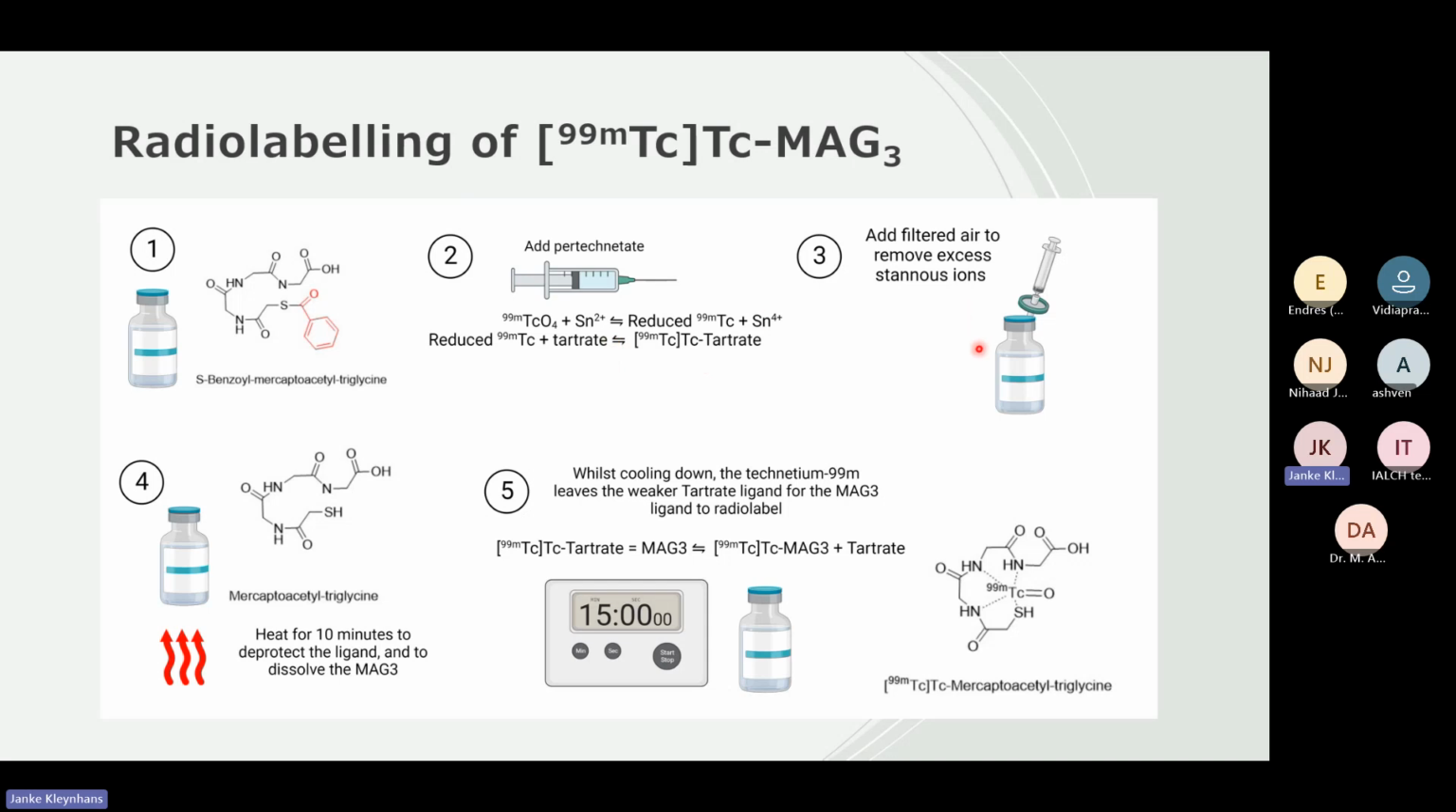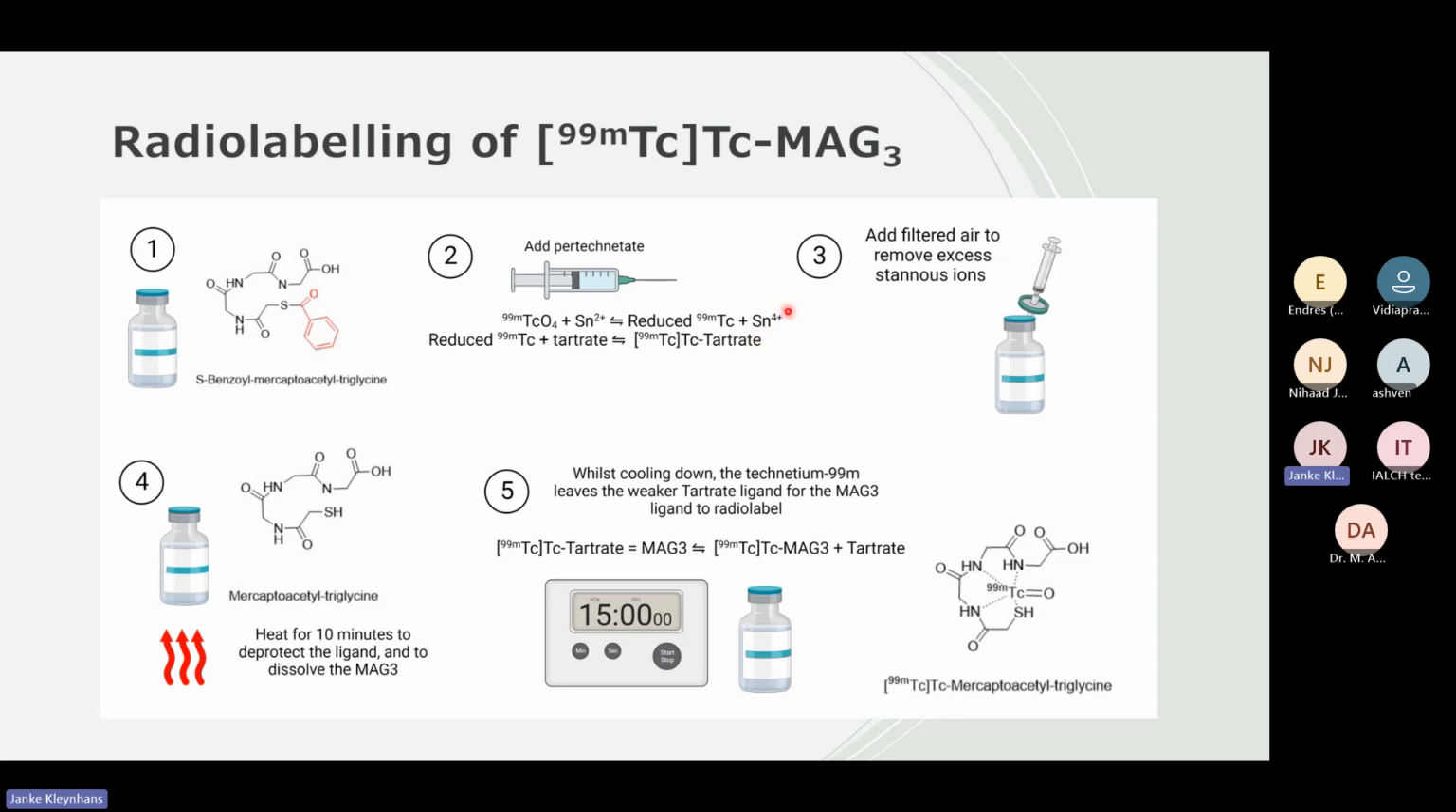Then you have to add air. This is one of those where you actually add air to remove all the oxidative agents, the stannous ions, out of the mixture. You have to have an environment that is not reactive anymore. It will not reduce anything anymore. So first, we have a protected mag-free. You add your pertechnetate. It will not react with your mag-free in the beginning. It will form an interaction with your tartrate to form technetium tartrate, which is your intermediate ligand.